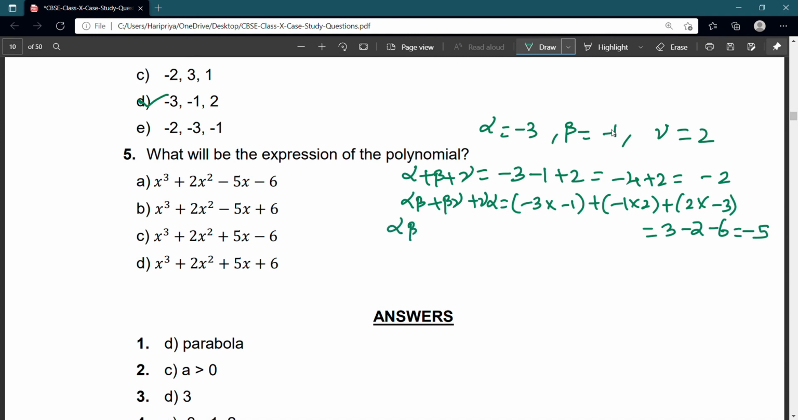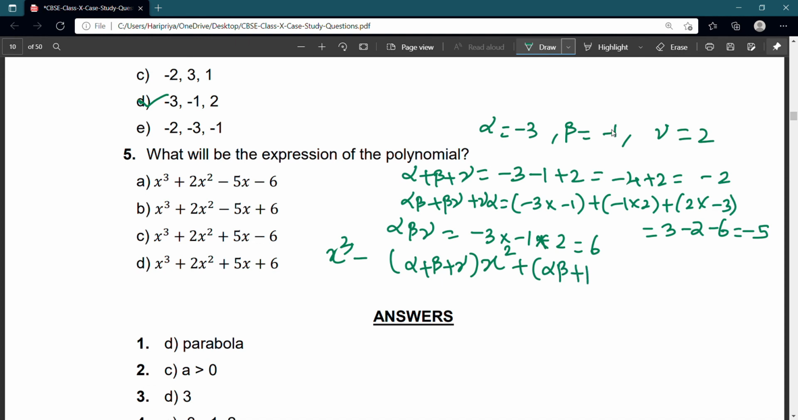Next, alpha beta gamma: -3 into -1 into 2. So -3 into -1 is +3, and 3 2s are 6. Now we're going to write it in the equation. The general form of the equation is x cube minus alpha plus beta plus gamma into x square plus alpha beta plus beta gamma plus gamma alpha into x minus alpha beta gamma equal to 0.